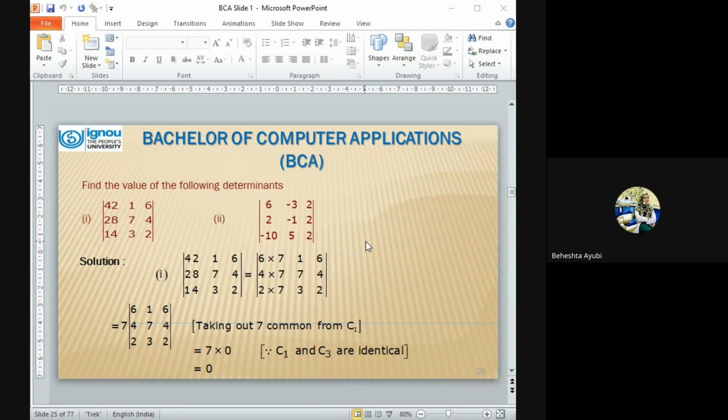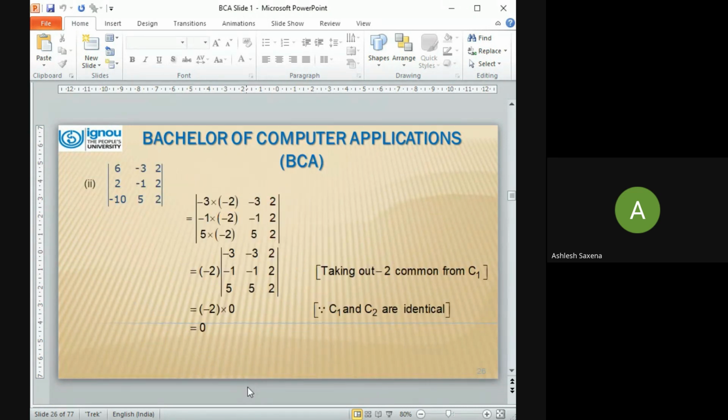Sir, can we take minus 2? Yes, you can take minus 2. What will happen then? We will take minus 2 and the determinant will become 0, and the answer is 0. You want to do that? Do it. I don't have any problem with that. That's good.